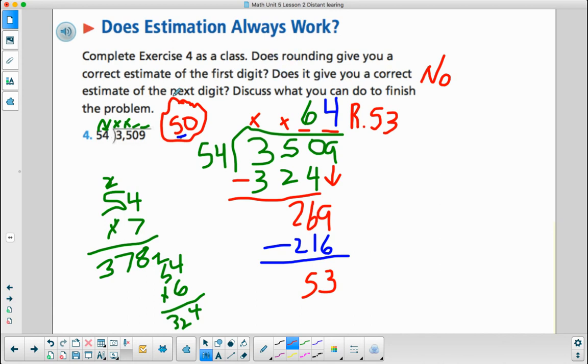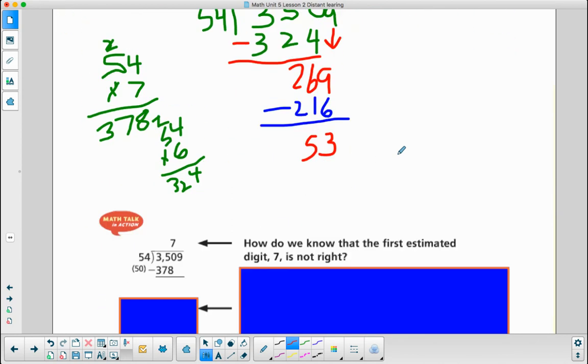Does it give you the correct estimate for the next digit? Did 50 give us the correct digit when we divided by 64? Again, no, because it told me I should use 5. But again, like I said, eventually it did, because then all we had to do is adjust it down 1. All right.